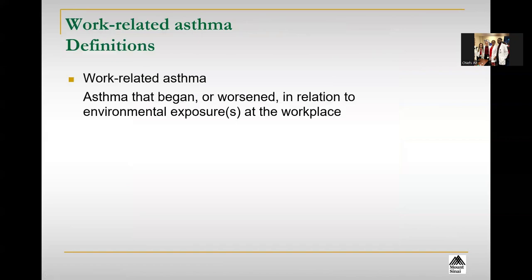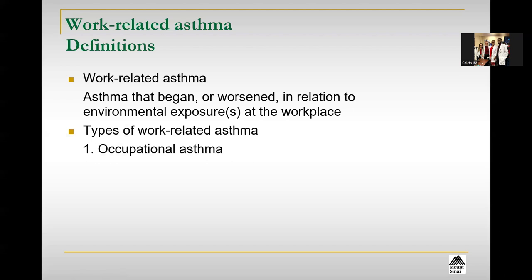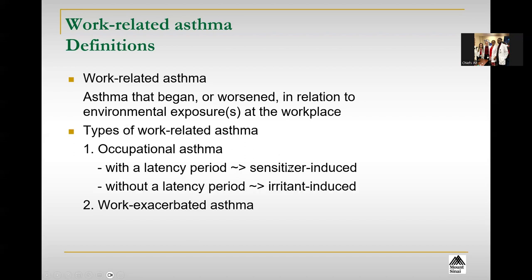So if we have some definitions, work-related asthma is asthma that began or worsened in relation to an environmental exposure at the workplace. The types of work-related asthma that are recognized are first what is really called occupational asthma and work-exacerbated asthma. And as I mentioned, if the occupational asthma is caused by a sensitizer, there's usually a latency period between the exposure and the onset of symptoms. However, when it's irritant-induced, for example, a spill of ammonia or chlorine, an agent that is potently irritant, there's usually no latency period. It's within hours that the patient experiences the onset of symptoms.